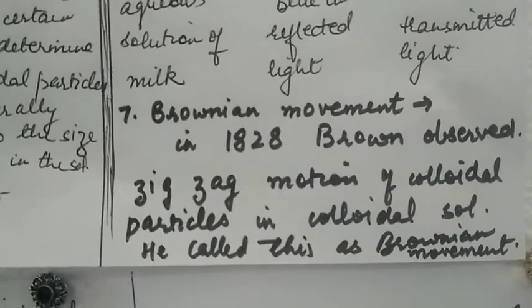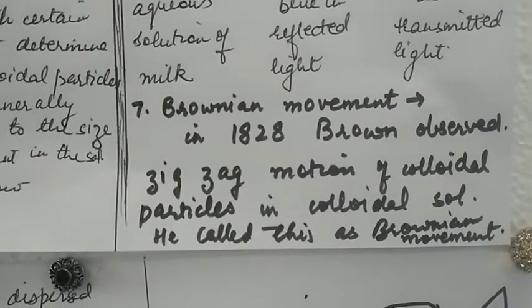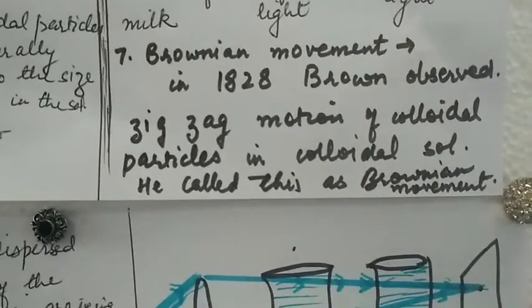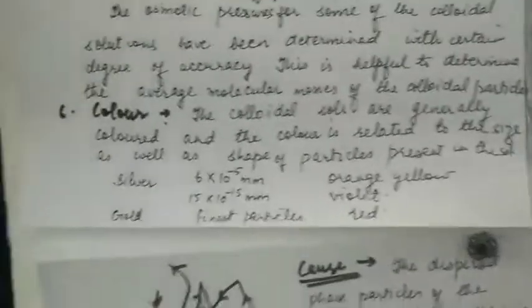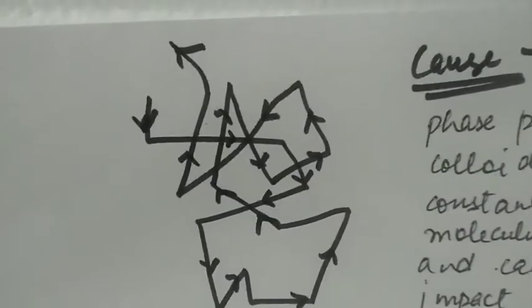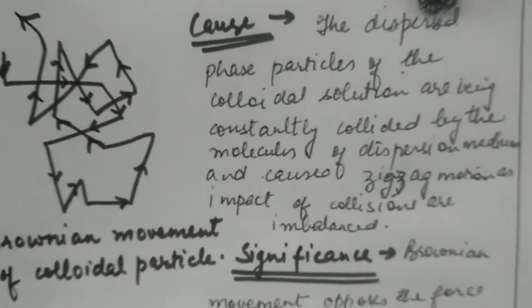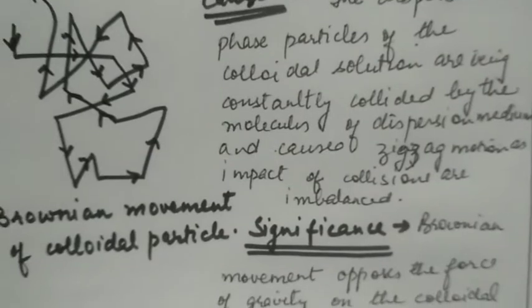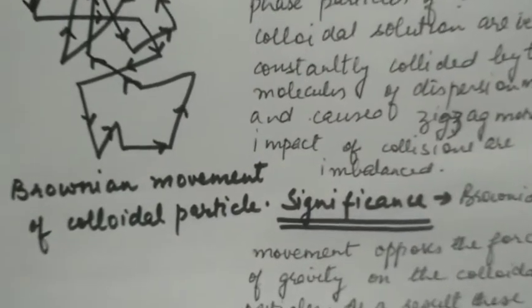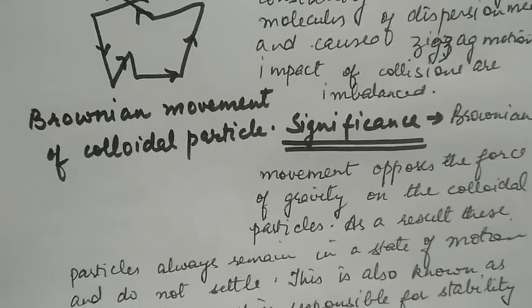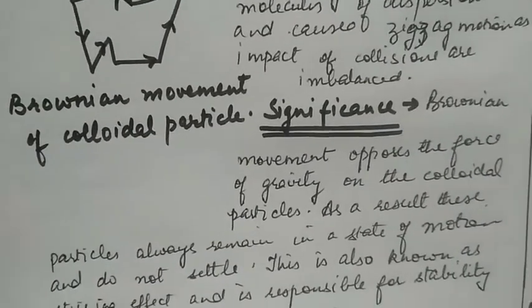Next property, Brownian movement. In 1828, Brown observed zigzag motion of colloidal particles in colloidal sol. He called this Brownian movement. The particle is getting deflected or scattered as it moves through the particles of the dispersion medium and thus follows a zigzag path. So, what is the cause? It is because it is constantly being collided by the molecules of the dispersion medium, and the impact of collisions is unbalanced, so it follows a zigzag path.